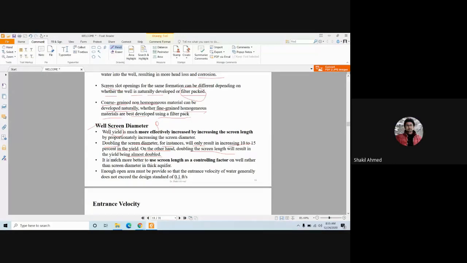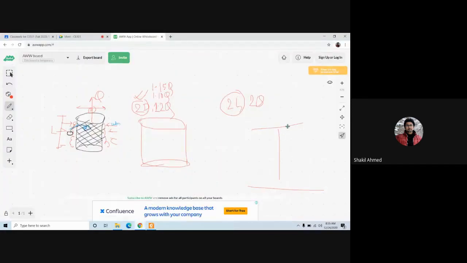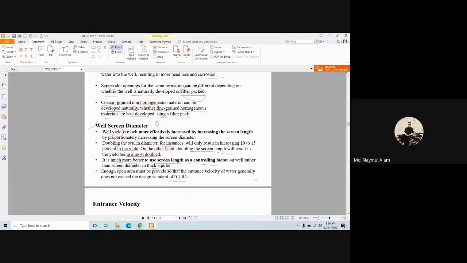That's why it is much better to use screen length as a controlling factor on a well rather than screen diameter in a thick aquifer. In a thick aquifer, meaning if you have enough thickness, then you can increase the screen length. But if you do not have enough thickness, then of course you have to increase the diameter because you don't have enough depth to increase the screen length. Yes, sir.